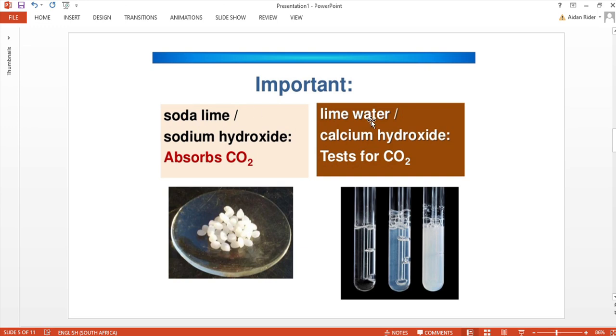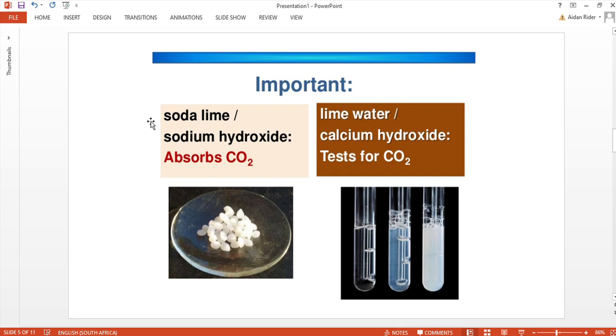Then the lime water, which I mentioned in the previous slide, is calcium hydroxide, and it is used to show the presence of carbon dioxide. So if you take lime water, which is clear, the more carbon dioxide goes into the lime water, the more milky it becomes. Kind of looks like milk after a while.